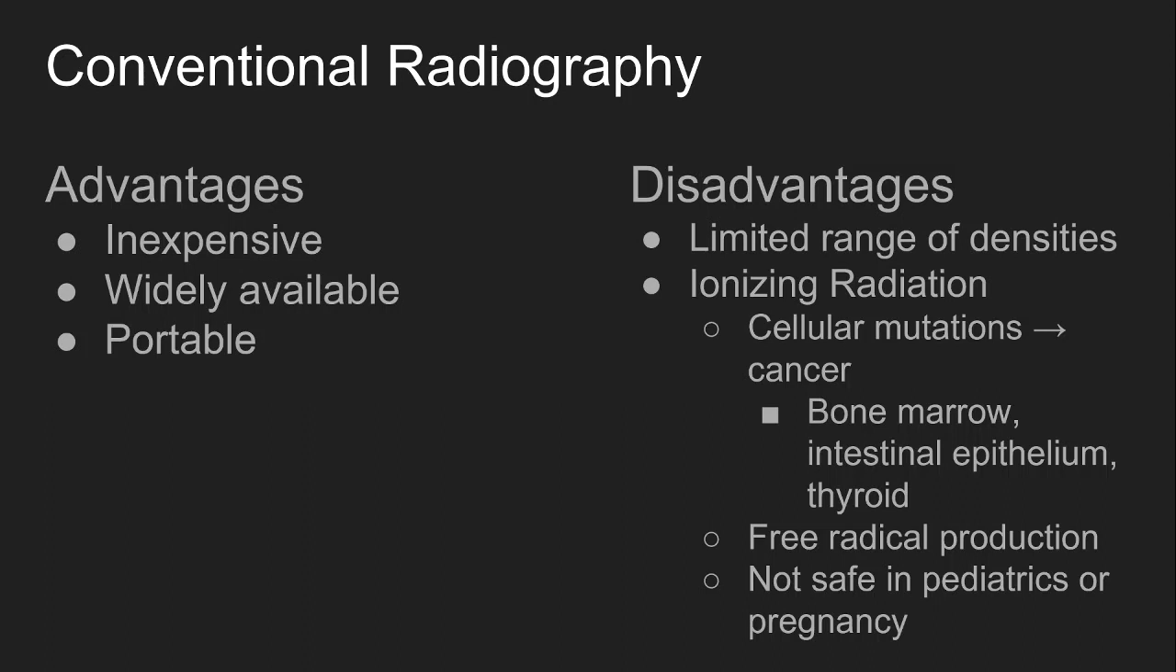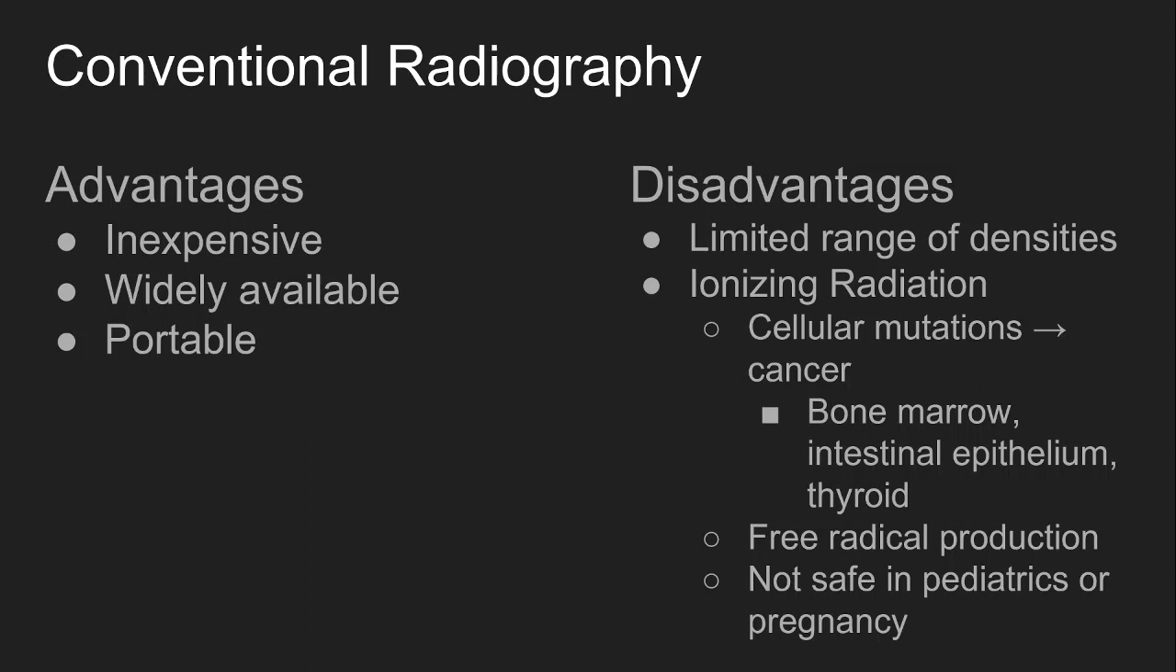Some advantages of the conventional X-ray are that they are relatively inexpensive and widely available. Additionally, the advent of the portable machine makes them a very convenient tool in many different situations. Disadvantages of conventional radiography include the limited range of densities that can be produced. Additionally, the image produced is a sum of all interactions that occur, which leads to the generation of a 2D image from a 3D patient. Both of these do not allow for the level of detail that other modalities can provide.